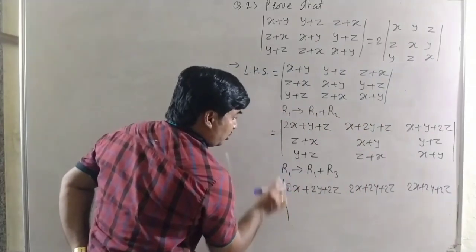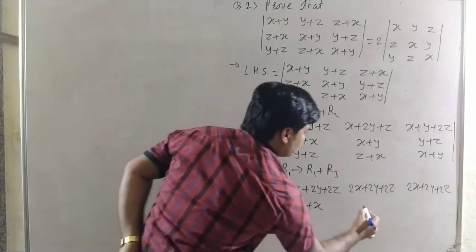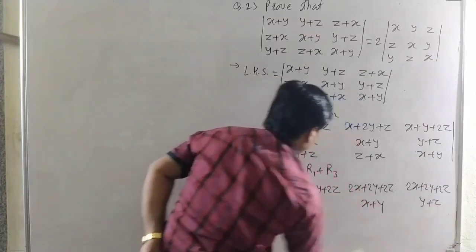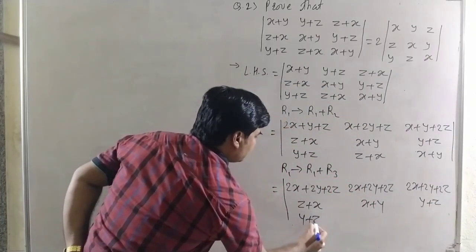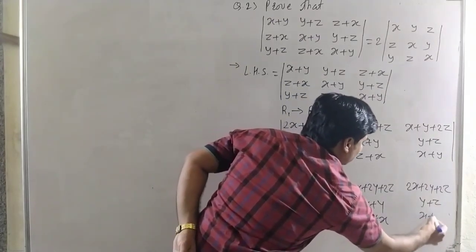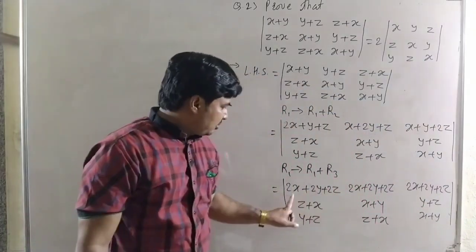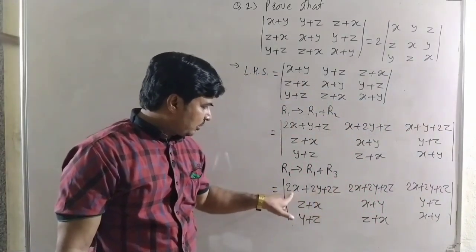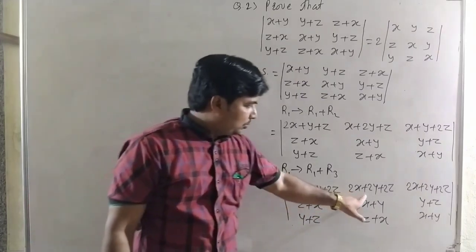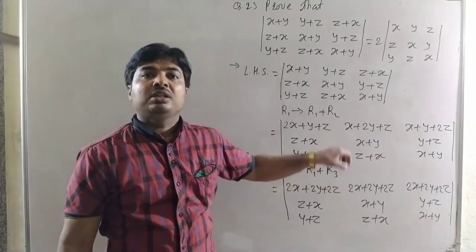Okay. And row 2 and row 3 as it is. Z plus x, x plus y, and y plus z. Y plus z, z plus x, and x plus y. And now in R1, we observe that here 2, 2, 2. Okay, there 2 gets common. All elements in R1 are 2, so we can take common 2 in R1.